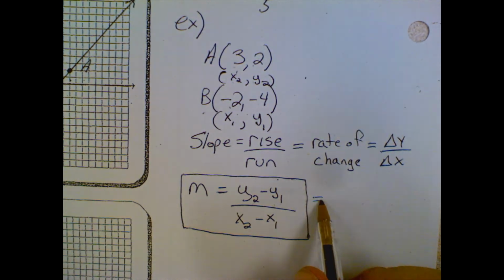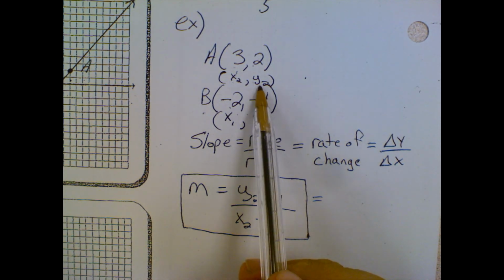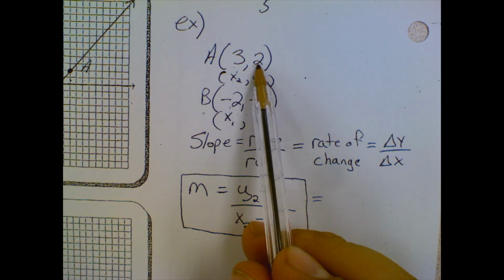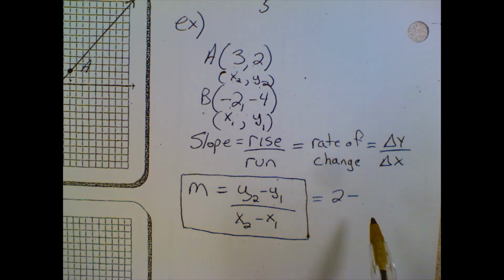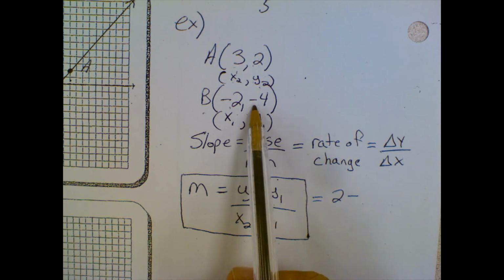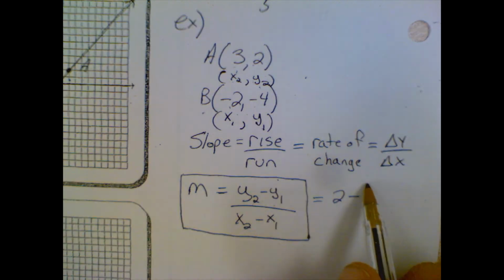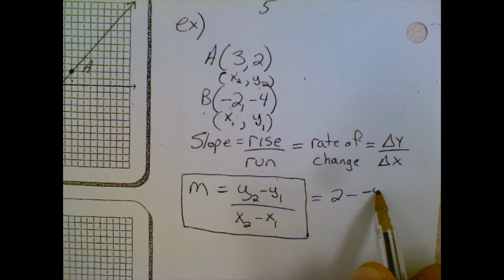So the formula says take your second y-coordinate called y2. Remember, we named this y2. So we're going to take 2 minus y1. And if you look here, y1 we called -4. Make sure you put that negative sign in there.